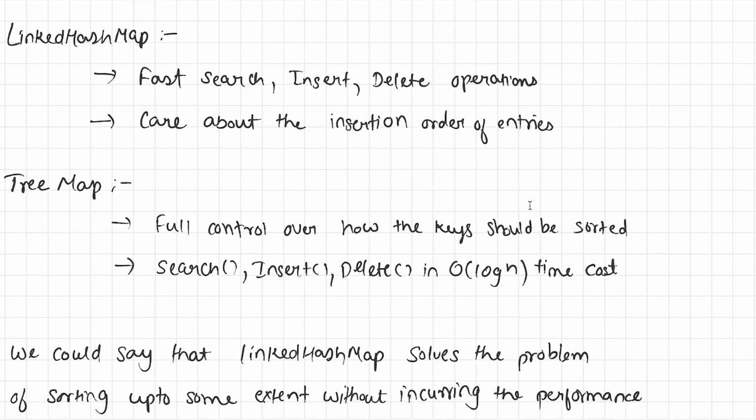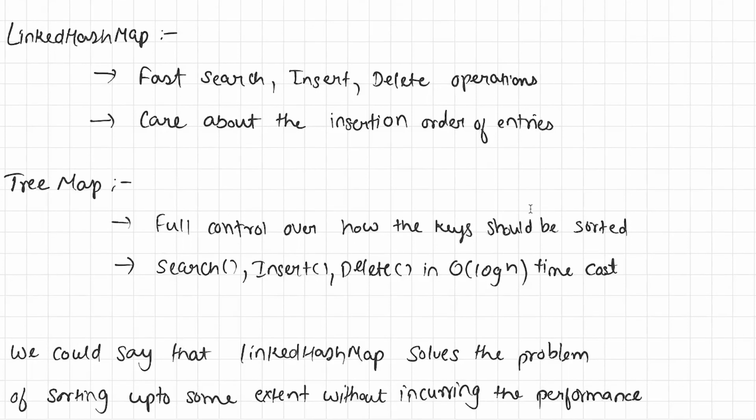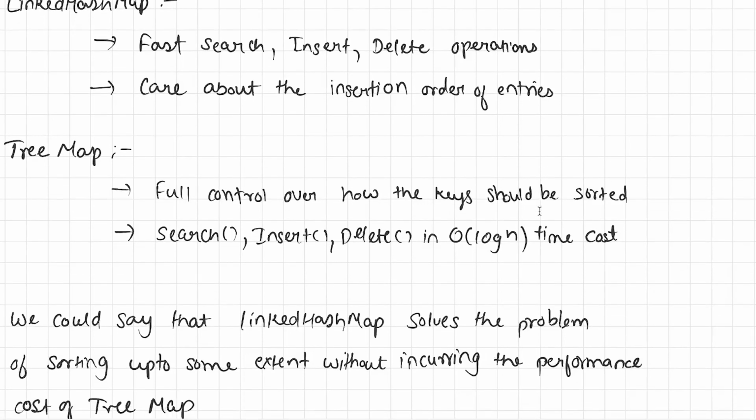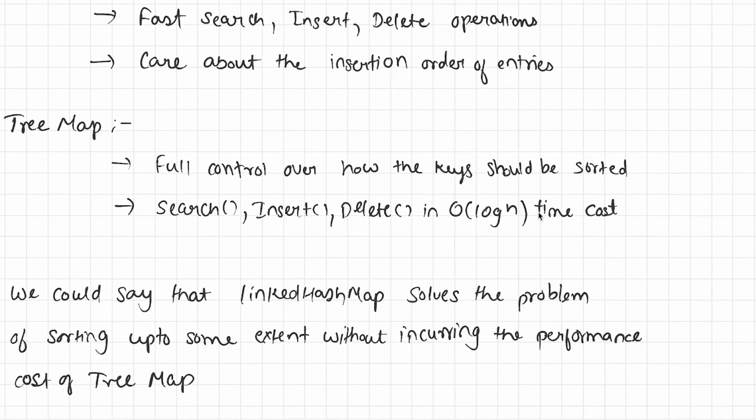Now what about TreeMap? So guys, when you want full control over how the keys should be sorted and you are ready to compromise with the access time of the element, in those use cases you can use TreeMap, because TreeMap provides O(log n) time complexity for search, insert and delete operations. Okay, so we could say that LinkedHashMap solves the problem of sorting up to some extent without incurring the performance cost of TreeMap.